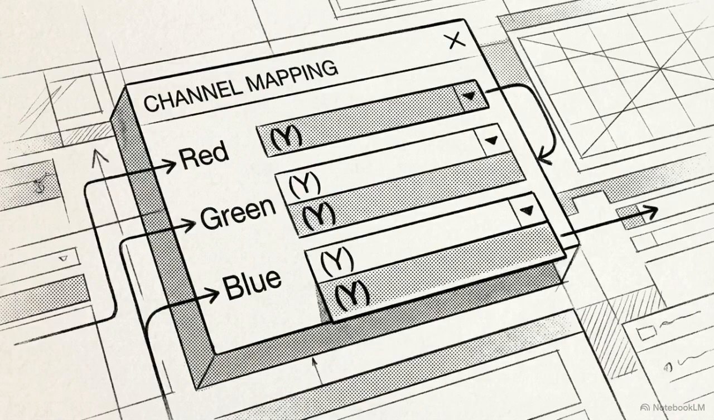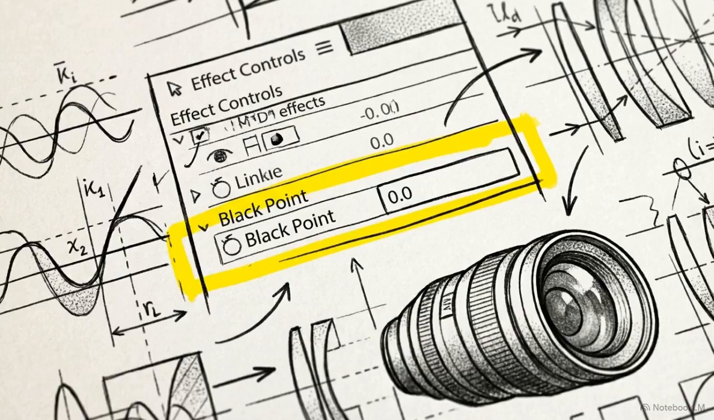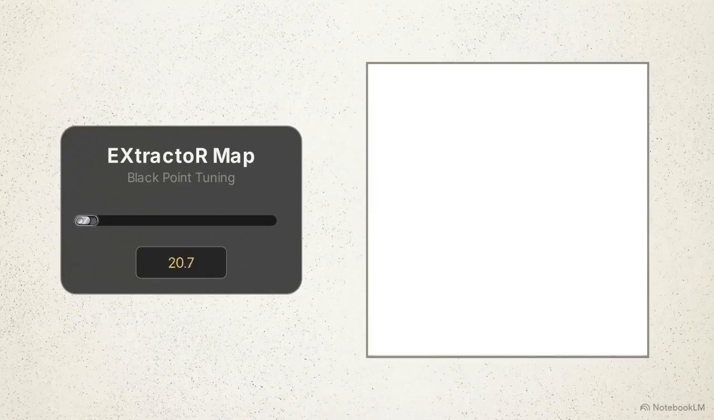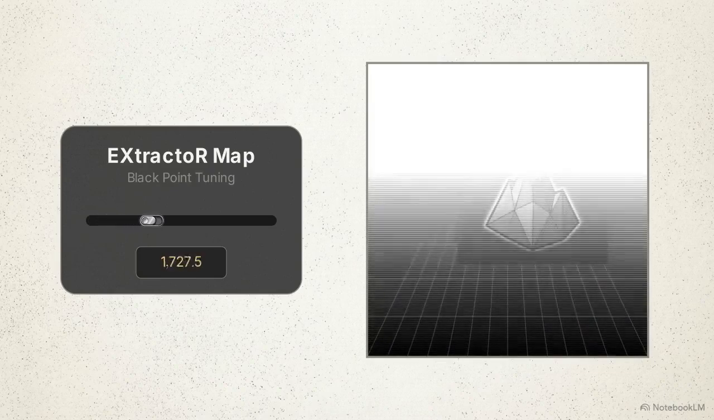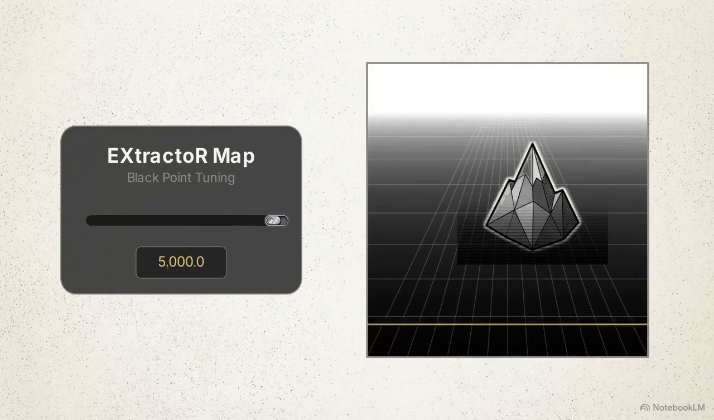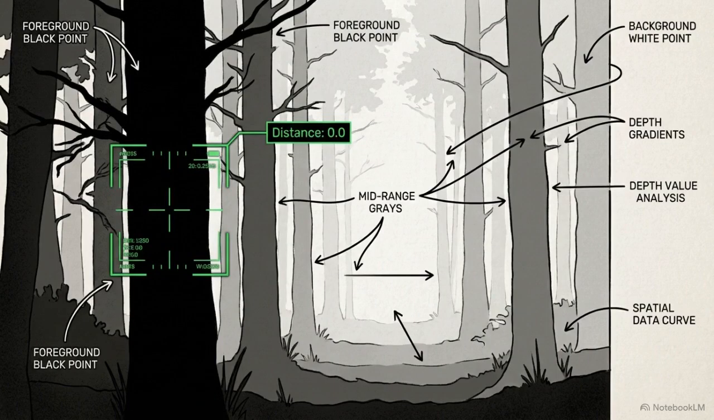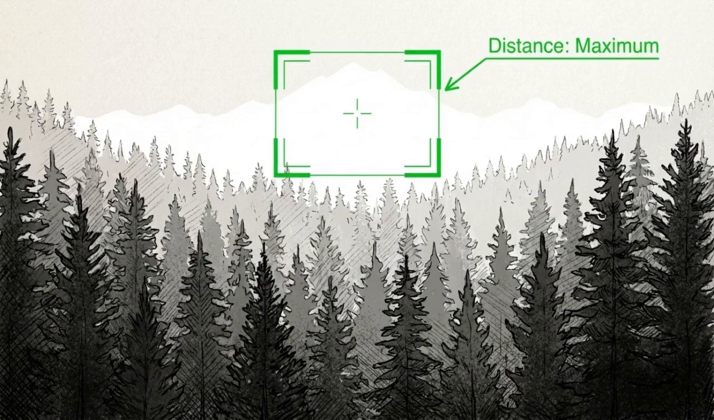Assign the Y channel, the luminance channel, to red, green, and blue. This isolates the hidden distance data. Your screen will likely turn pure white. To fix this, locate the black point value in the effect controls. Dial it up in increments, often around 5,000, until you manually remap that invisible floating point math back into a visible grayscale spectrum. The visual language of this gradient is absolute. Pure black pixels represent the objects physically closest to your camera. Pure white pixels represent the maximum distance in the scene.